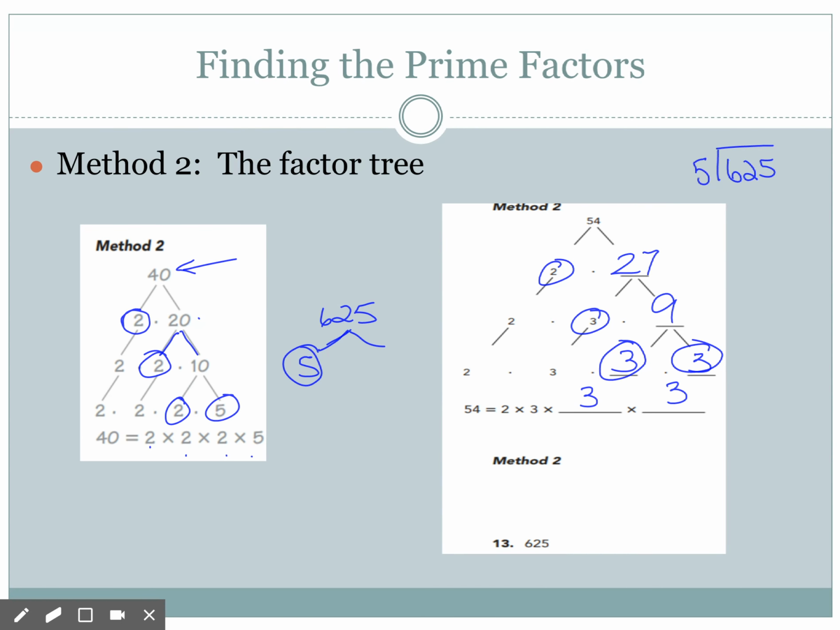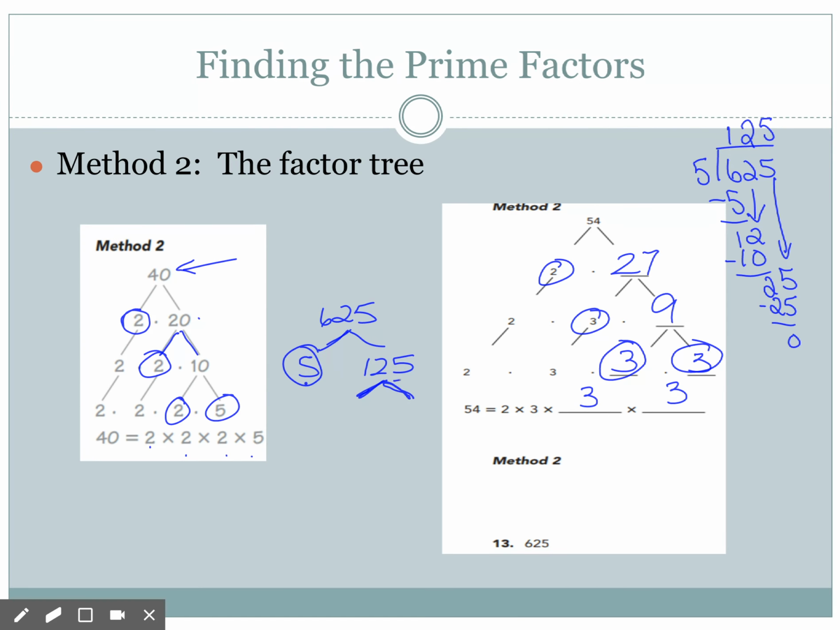How many times does 5 go into 625? Once. Bring down the 2. 5 goes into 12 2 times. 12 minus 10 is 2. Bring down the 5. 5 goes into 25 5 times, and that's 25. So 5 times 125 is 625. So I'm only going to keep going on this side now because I circled this.